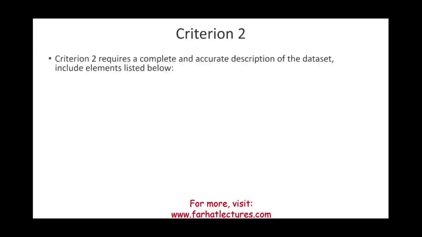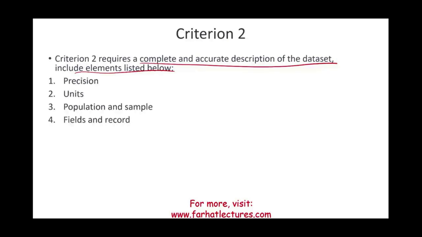Now we're going to look at criterion two. In criterion two, we're going to have many steps. Criterion two basically states that we need to have a complete and accurate description of the data set, including the following elements. I'm going to list those elements, and some of the elements I combined for simplicity, which are precision, units, population and sample, fields and records, sources, time, uncertainty, and filters. Now I'm going to go over each of these descriptions separately, to meet criterion number two. It means the data should be complete and accurate.